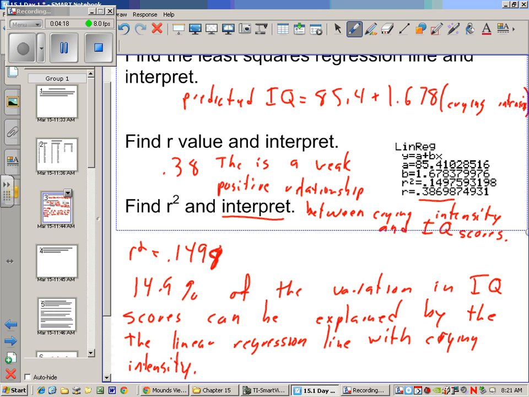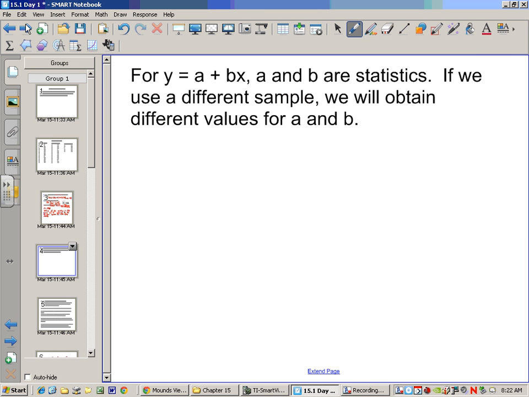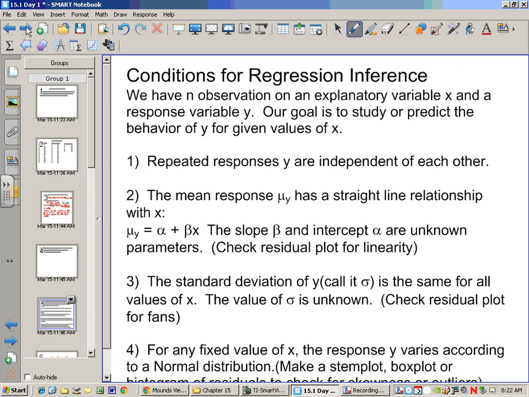Now this is all review from chapter 3. We did all this in chapter 3, but here it is again. Now for y, I should say y hat, is equal to a plus bx. A and b are statistics. If we obtain a different sample, we'll get a different value for a and a different value for b. So our slope and y-intercept will change if we got another sample of kids. So we'll want to do some inference.